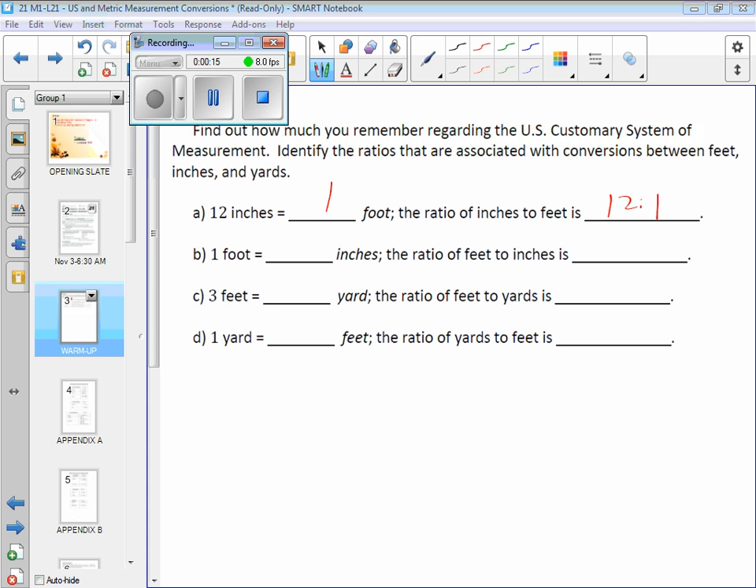How many of you got that right? Oh, 1 foot. How many inches? 12 inches. And what's the ratio? 1 to 12. Sounds good.